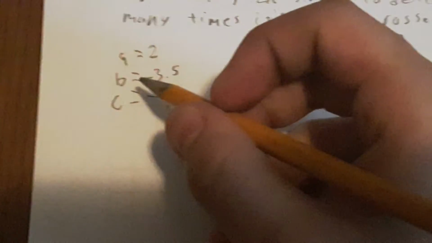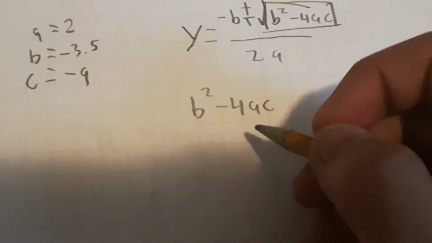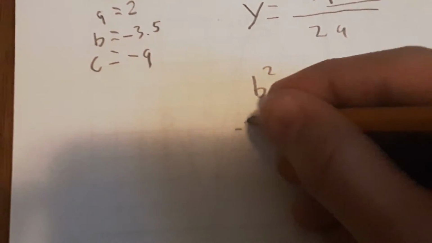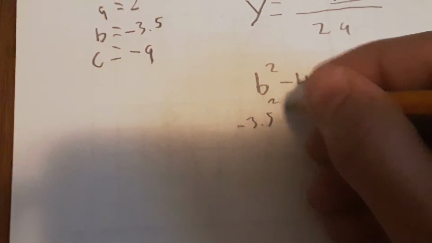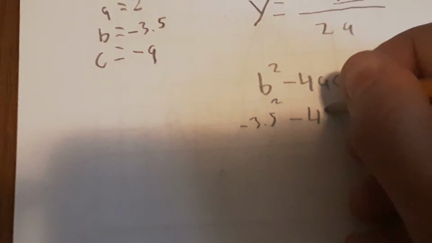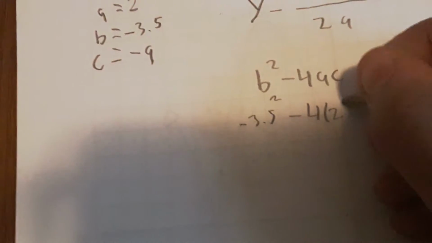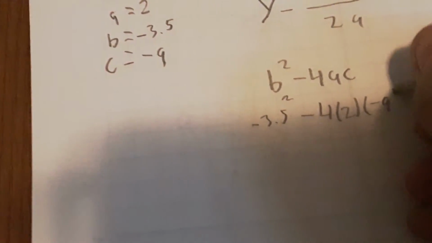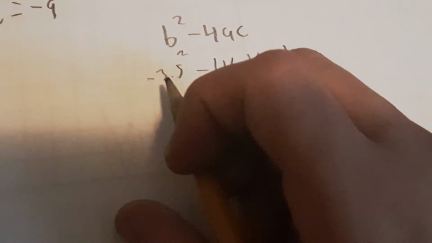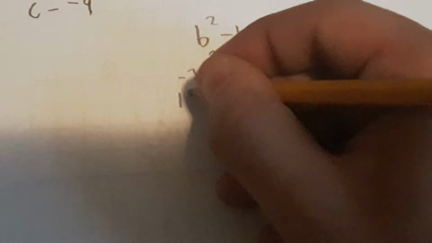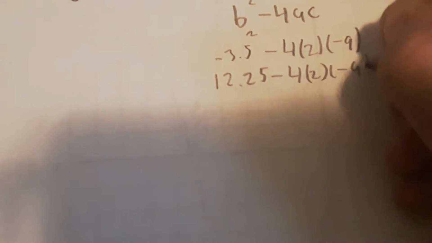Now we can sub in these three values into this equation. So we'll get negative 3.5 squared minus 4 times 2 times negative 9. First we will figure out what the negative 3.5 squared equals. Negative 3.5 squared is equal to 12.25 minus 4 times 2 times negative 9.